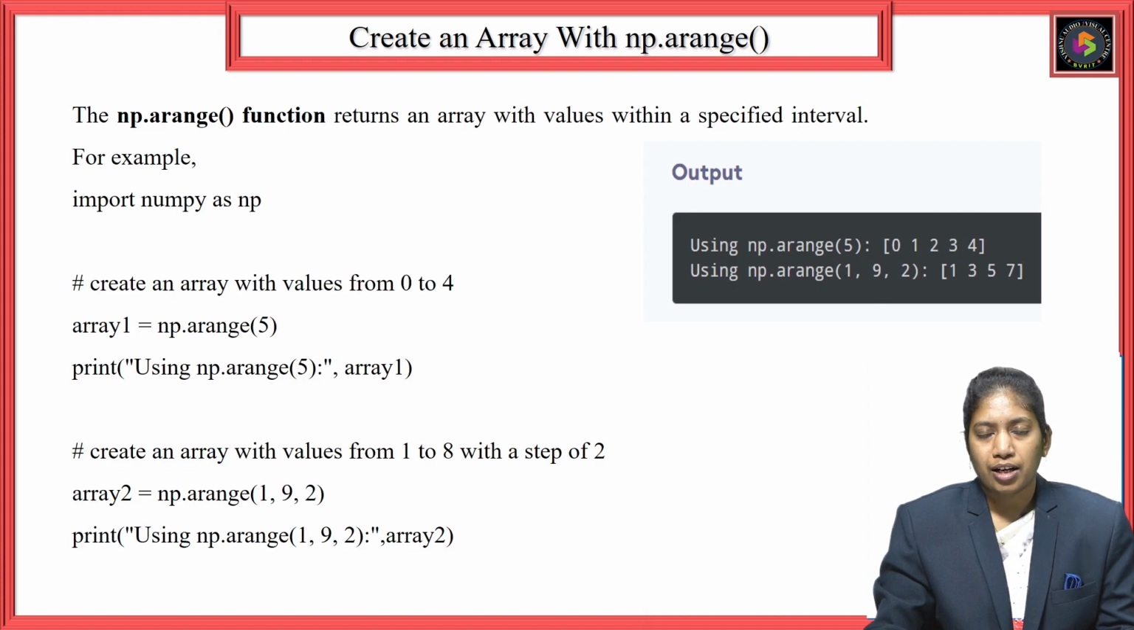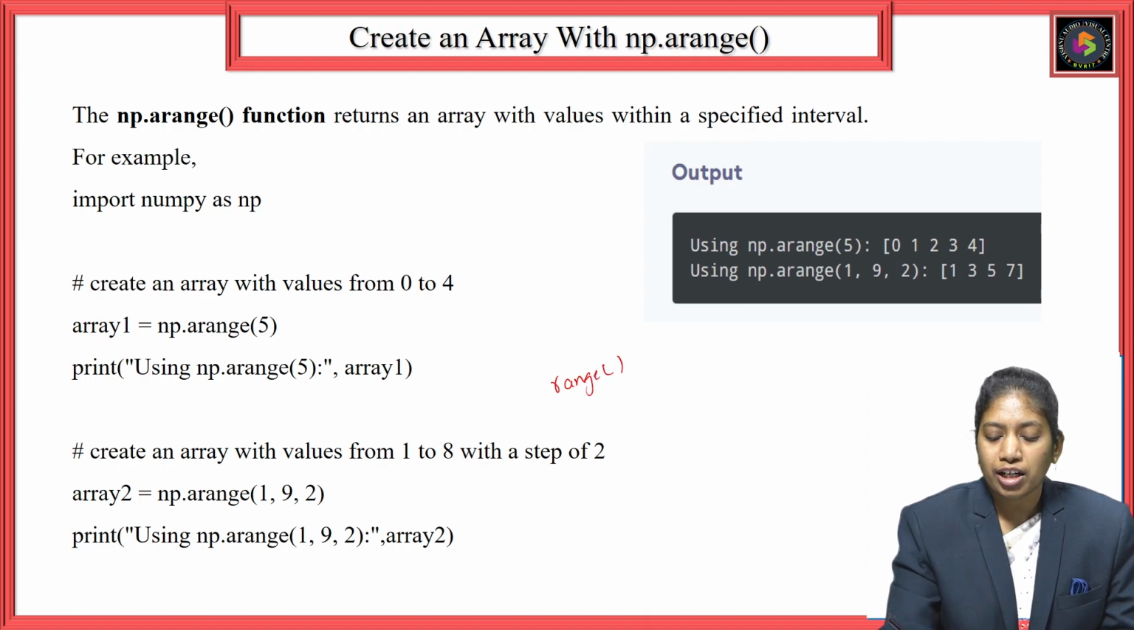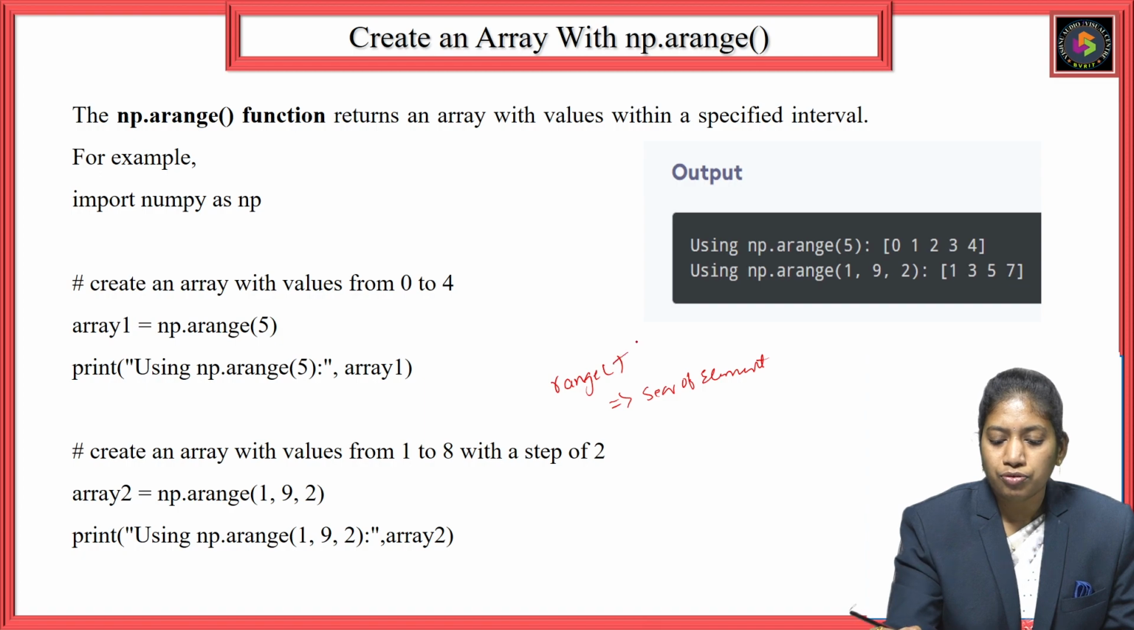How to create an array with the range function? Generally, what is a range function? In Python we have a range function. The range function is used to provide a sequence of elements within the range. So if I give 5, I'll get a sequence of elements like 0, 1, 2, 3, 4.